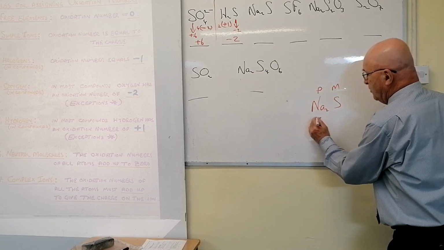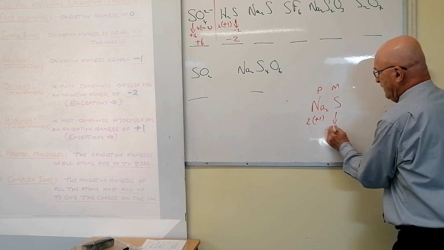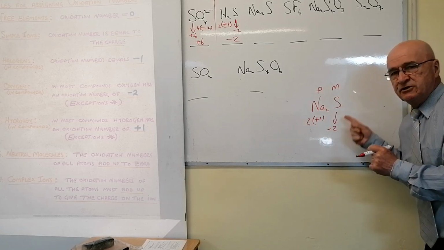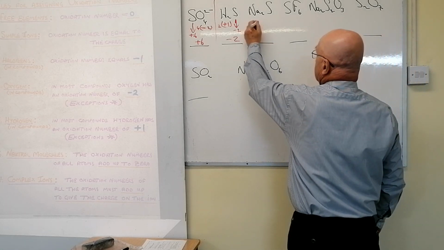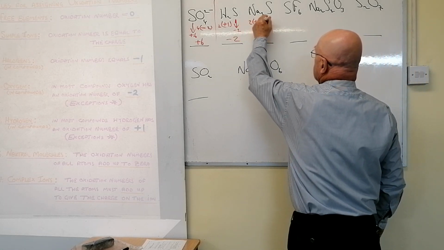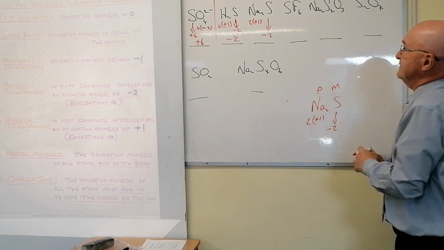So that's +1 twice. So that must be -2. Okay, and I'm putting in the arrow to say I'm deducing that. I'd expect you to know that now. I'm putting it up here again. +1 twice. I'm deducing this, and this happens to be -2.